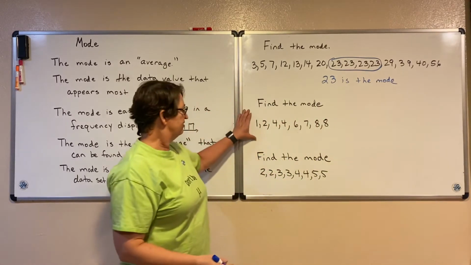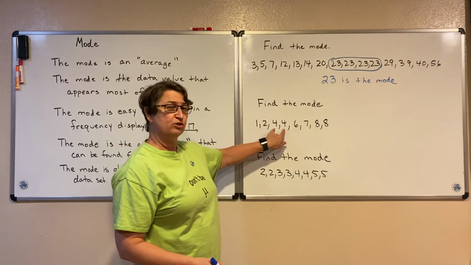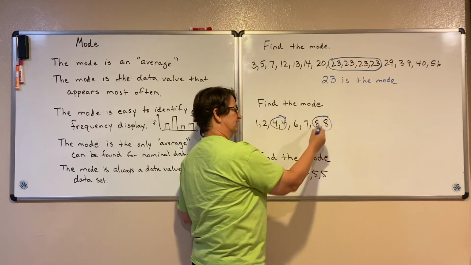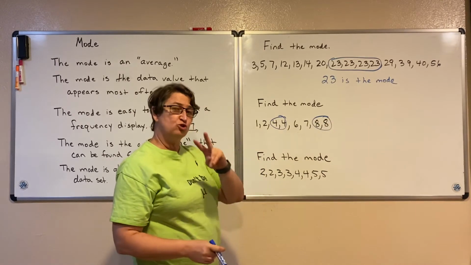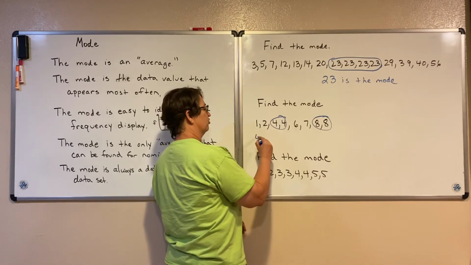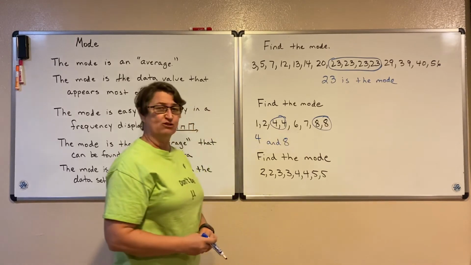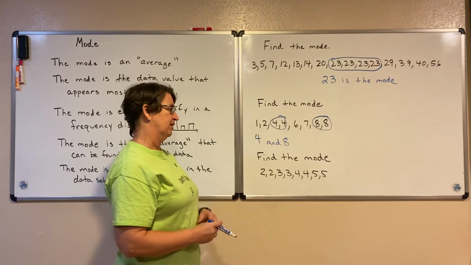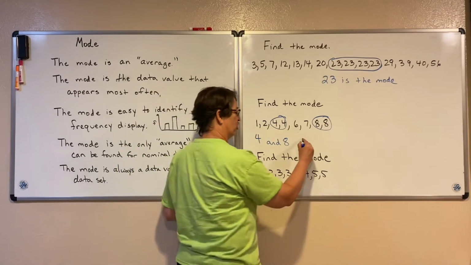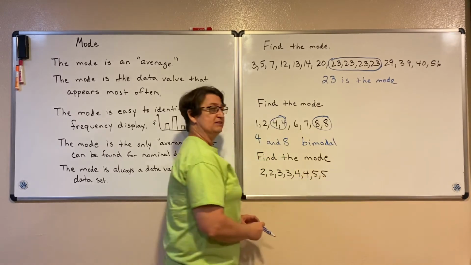In this case, we have 1, 1, 1, 2, 2 4s, but then we also have 2 8s. This one has 2 modes. This data set has 2 modes. The modes are 4 and 8. Both 4 and 8 are modes of this data set. We say that this is bimodal. When there are 2 modes, we call that a bimodal data set.